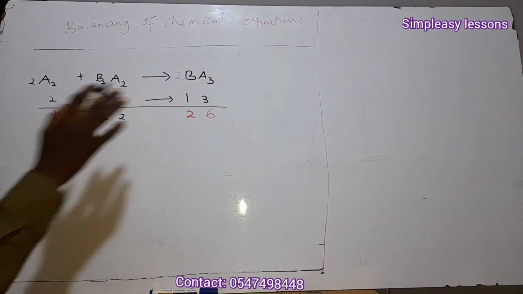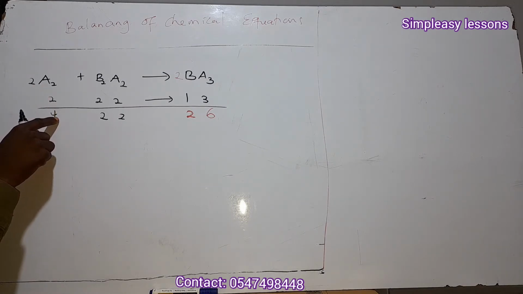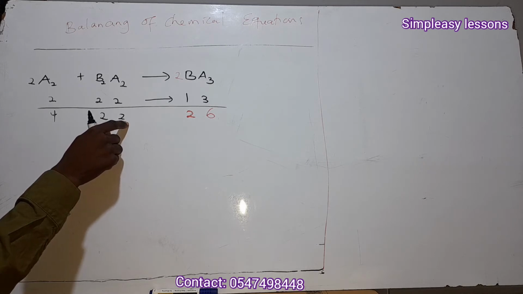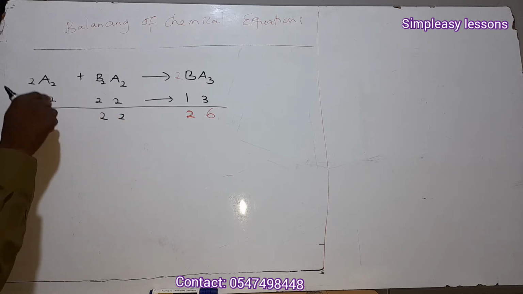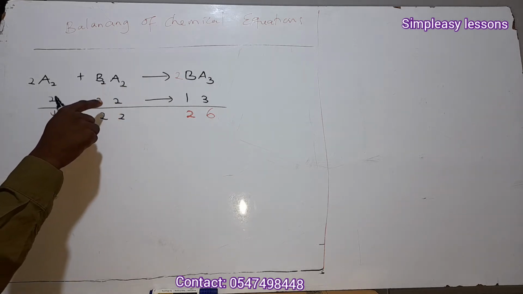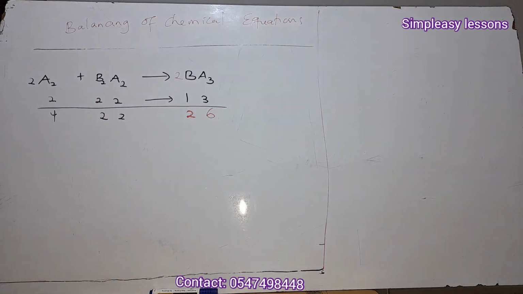So let's now check and see if the equation is balanced. A, we have 4 of the A's here and 2 here, making in all 6 A's. Now how many of the B's do we have? We have 2 B's here, we have 2 B's here. So the equation is now balanced. So quickly, let's continue and look at real compounds.